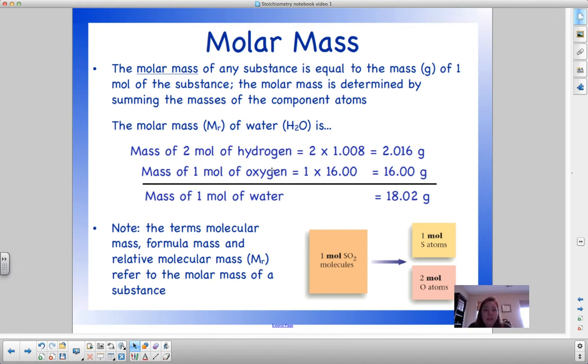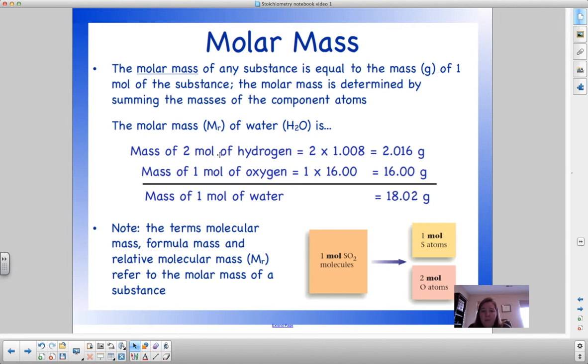Okay, so let's look at this. I want to know what the molar mass of water is. And if you're wondering what this big M, little r is, this is how they do it in the IB world. Okay, so it just means the relative molecular mass. They put a big M with an R as a subscript. So let's just look at the molar mass of water. Recall that we have 2 moles of hydrogen, or 2 atoms of hydrogen, and we have 1 mole or 1 atom of oxygen.